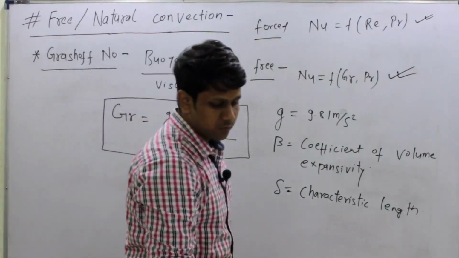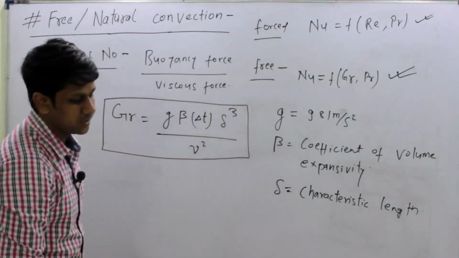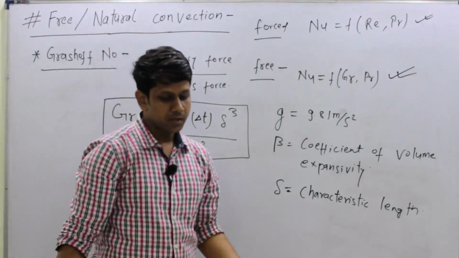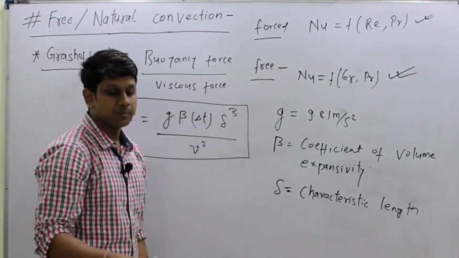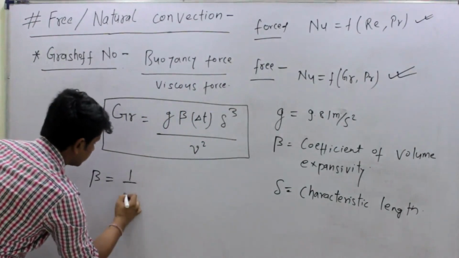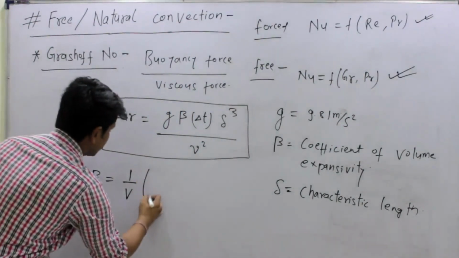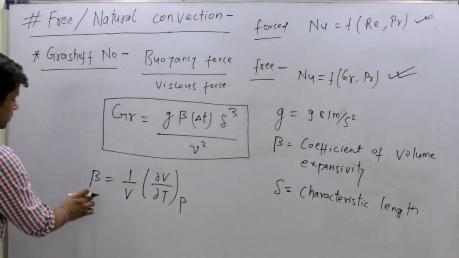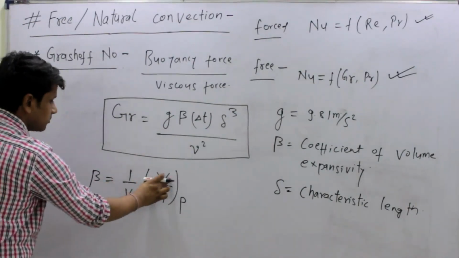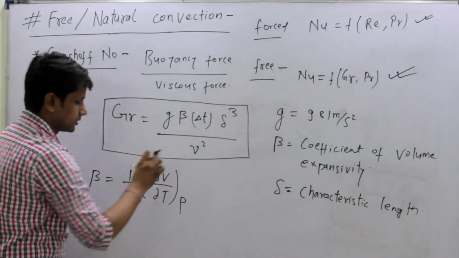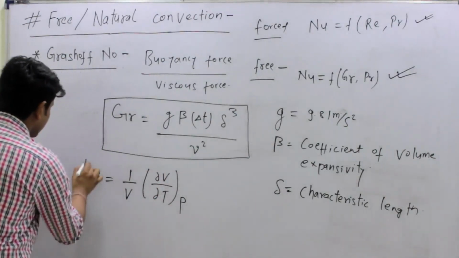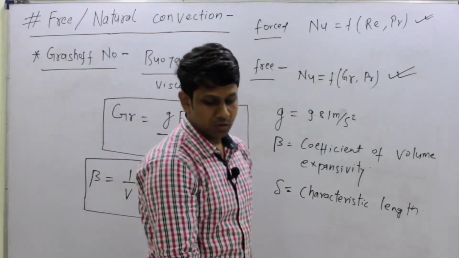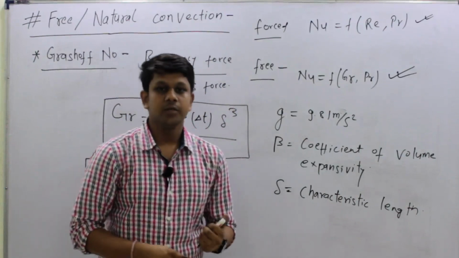So let's see what this coefficient of volume expansivity is. The coefficient of volume expansivity beta shows the variation of volume with respect to temperature under constant pressure, and its equation is given by 1 by V into del V by del T at constant pressure, right? So it shows the variation of volume with respect to temperature at constant pressure. This is the formula of the coefficient of volume expansivity. Okay, so this is all about free convection, and now we will solve the objective problems.